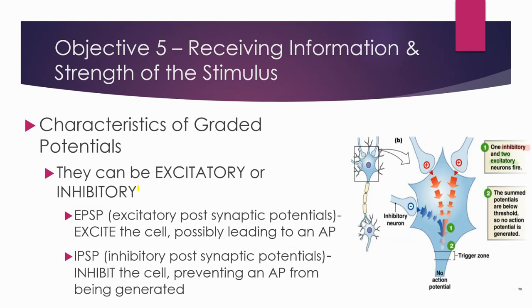A third characteristic is that there are different types of graded potentials. There are those that are excitatory, which are going to possibly excite the cell enough to lead to an action potential, or they could be an inhibitory type of potential. Here we have excitatory postsynaptic potentials and inhibitory postsynaptic potentials. If it's excitatory, it's possibly going to create an action potential. But if it's inhibitory, it's actually preventing an action potential. They can have the opposite effect, and therefore the action potential will not happen.